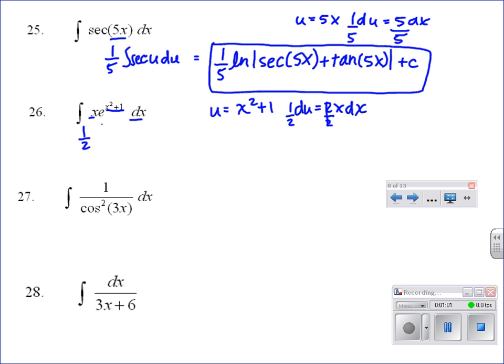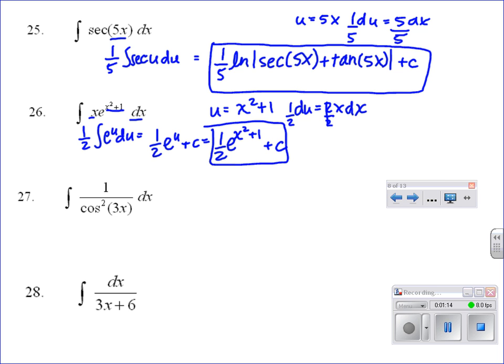So it's 1/2 e to the u du. So your antiderivative is 1/2 e to the u plus c. That's 1/2 e to the x squared plus 1, plus c.